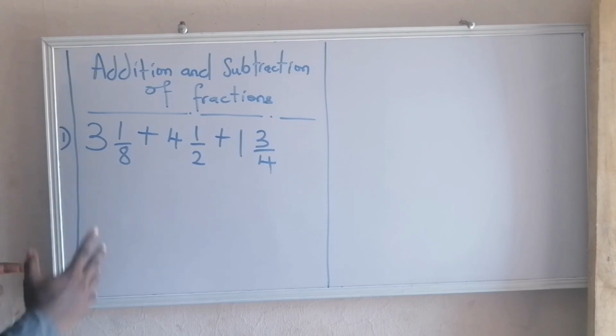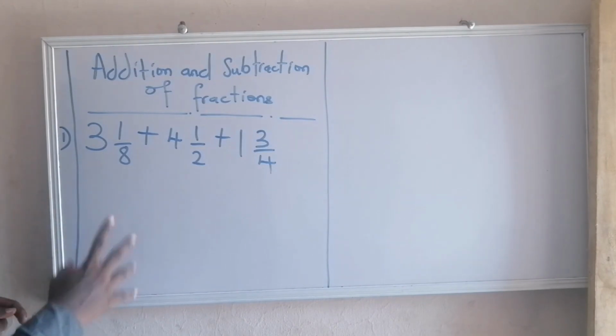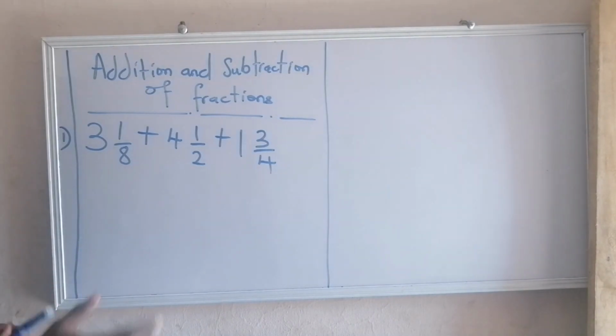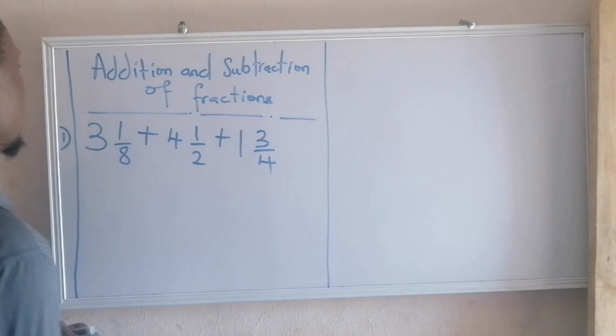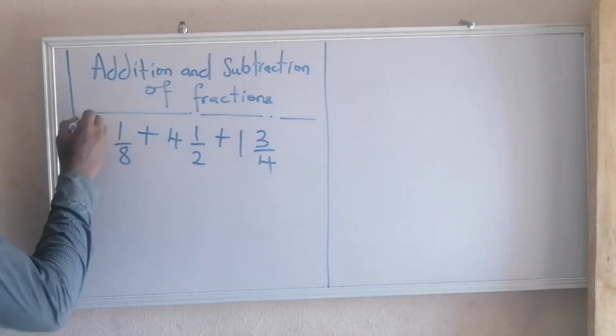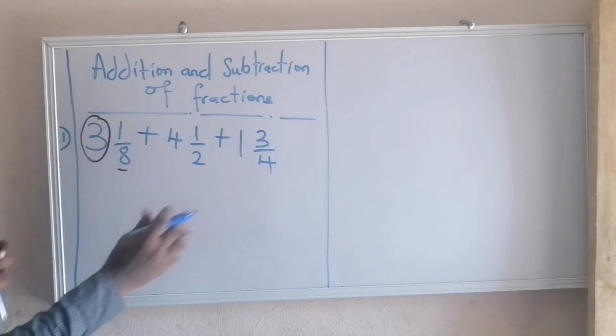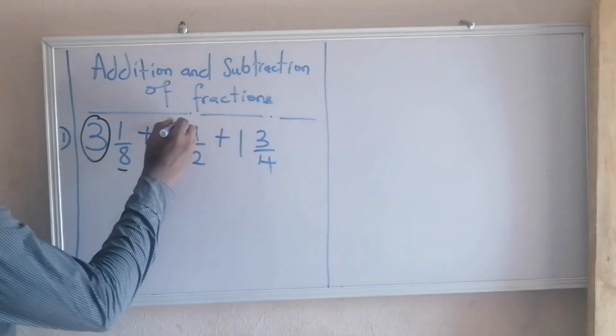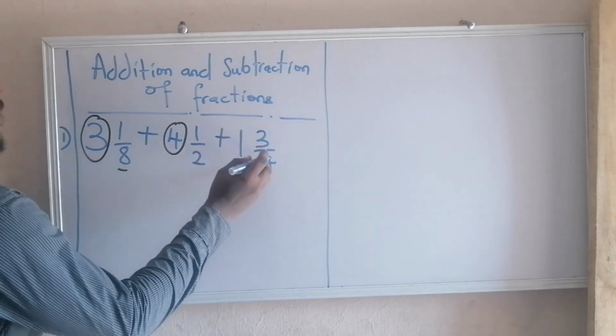The question says 3 and 1 over 8 plus 4 and 1 over 2 plus 1 and 3 over 4. If you look at the fractions we have on the board, they are all mixed fractions. What are mixed fractions? A mixed fraction is a fraction that has a whole number part and a fraction part. So to use the first method, the whole number for this fraction is 3, the whole number for this fraction is 4, the whole number for this fraction is 1.